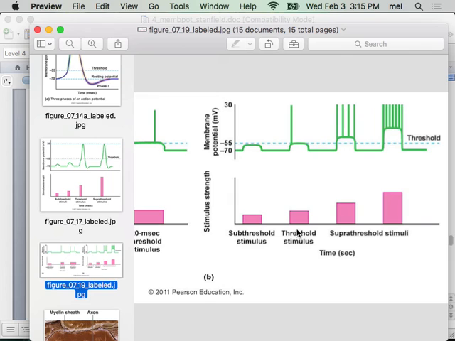So this is like a stronger impulse. This is even stronger, and you get more frequent action potentials. And this is cutting your finger off. That's what that is, right? Sending more and more and more frequent.